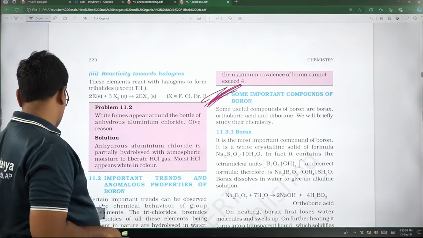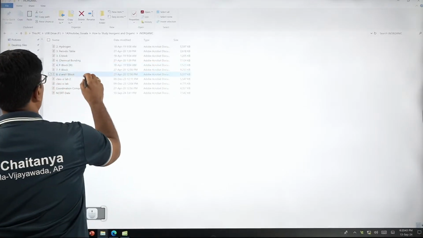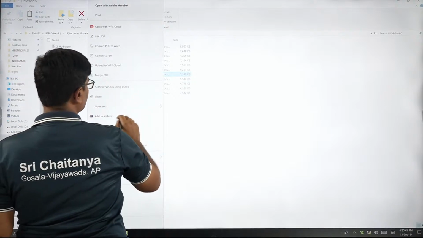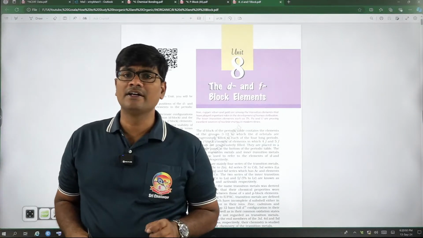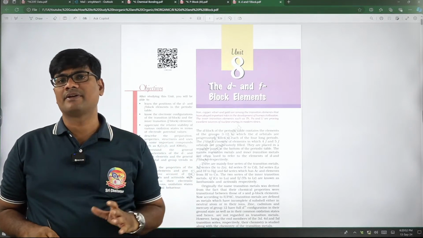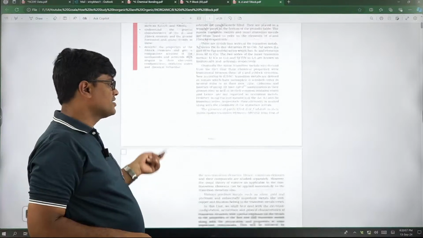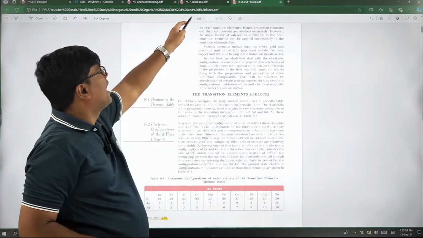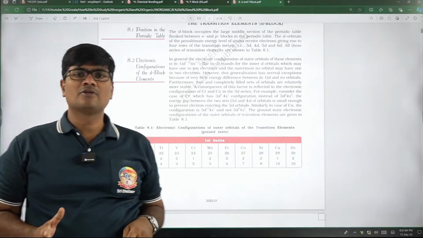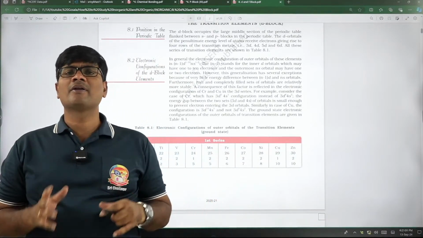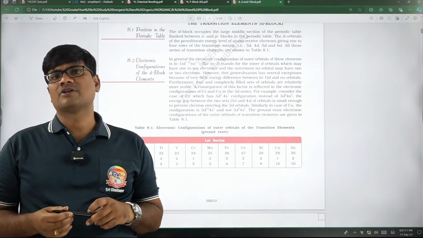The next after P block, 11th class and 12th class, the next important chapter is obviously the D block and F block. In case of D and F block elements, it is very important that each and every line in NCERT is important, and these lines you can make short notes. Usually we do give the short notes to the students. If you are preparing your own notes also, it is good. In classroom obviously we do give the short notes.